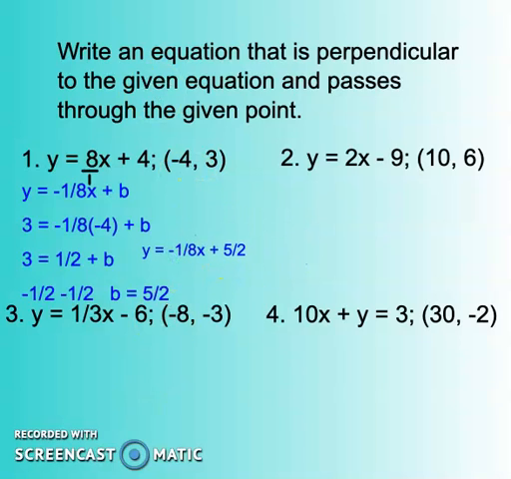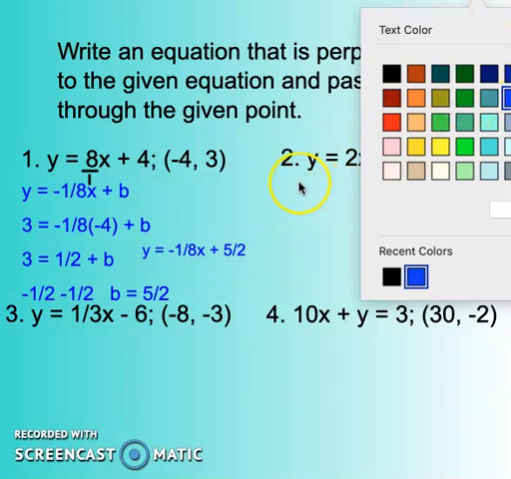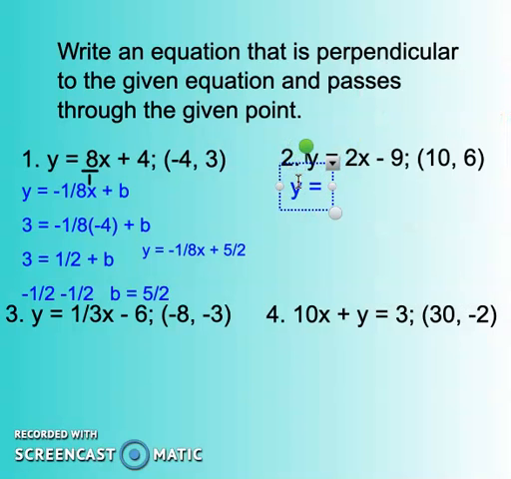Okay, so let's look at the next one. We have y equals 2x minus 9. If I look at the slope, it is +2. So remember, we have to start with the opposite slope. So I'm going to change this. There we go. So y equals, the opposite of +2 would be negative, and then the reciprocal of 2 would be 1/2. And then we put plus b.